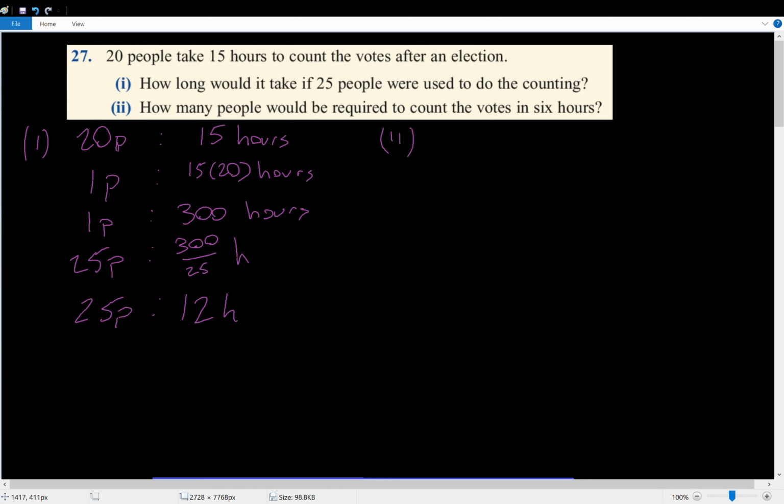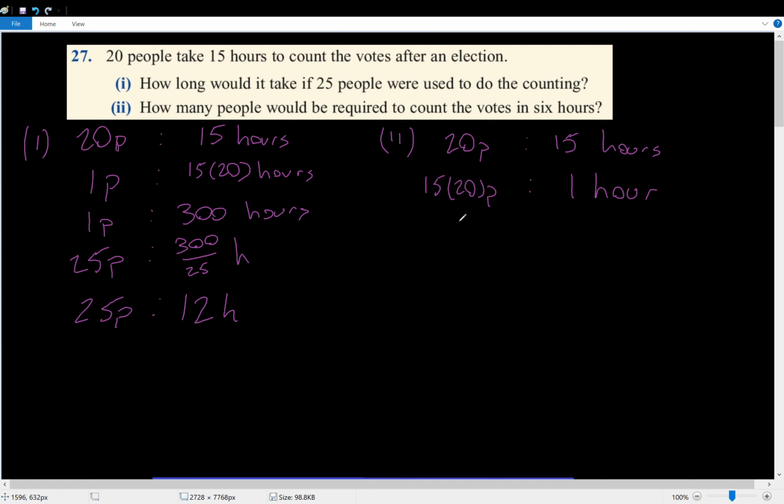In part 2, we're asked how many people would be required to count the votes in 6 hours. So we're at the same starting point as before. 20 people taking 15 hours. But this time we're looking to find a specific number of hours. So we're going to work our way down to 1 hour to start with. So if we divide down the number of hours by 15 to get down to 1 hour, that means we have to multiply the number of people by 15. So it's going to be 15 times 20 people.